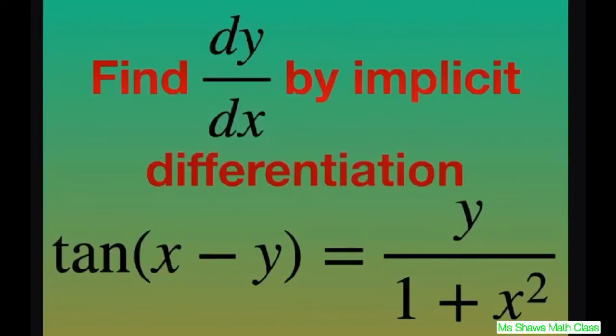Hey everyone, we're going to find the derivative of y with respect to x by implicit differentiation of tan of x minus y equals y divided by 1 plus x squared. To make this a little easier, I want to cross multiply and move this up here. So what we're really going to have is 1 plus x squared times tan of x minus y equals y.